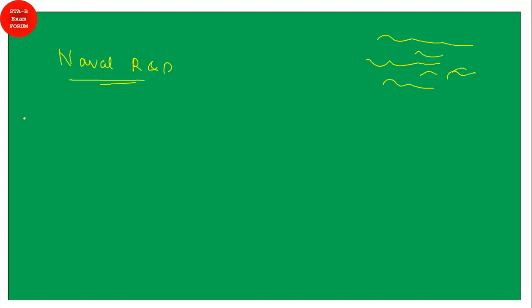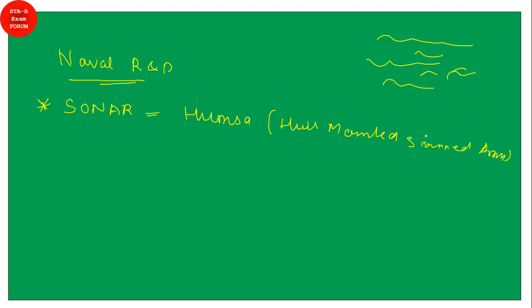Okay, so what are the technologies required for Navy? Sonar. Sound navigation and ranging. DRDO has a very important sonar system. Its name is called Hamsa. What is Hamsa? Hull mounted scanned array. You don't bother about these terminology, just remember this name, Hamsa.